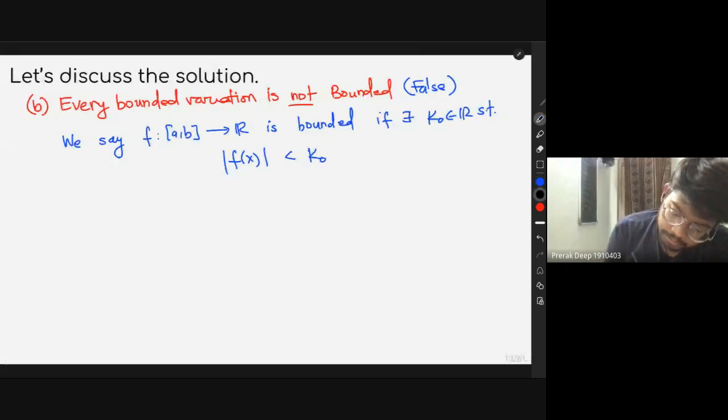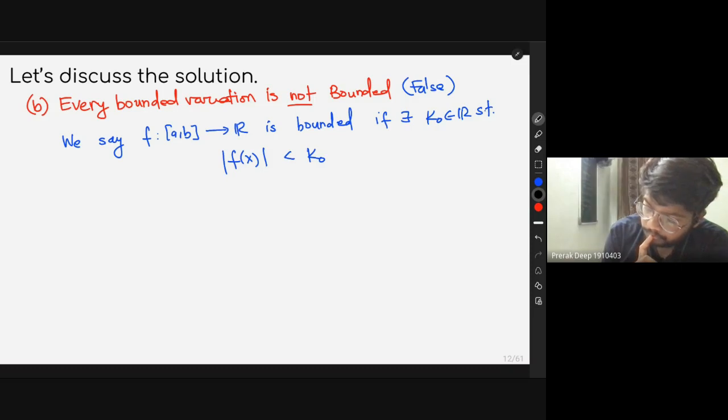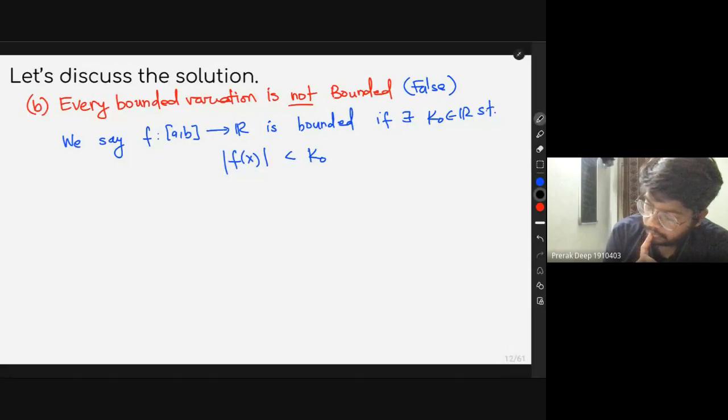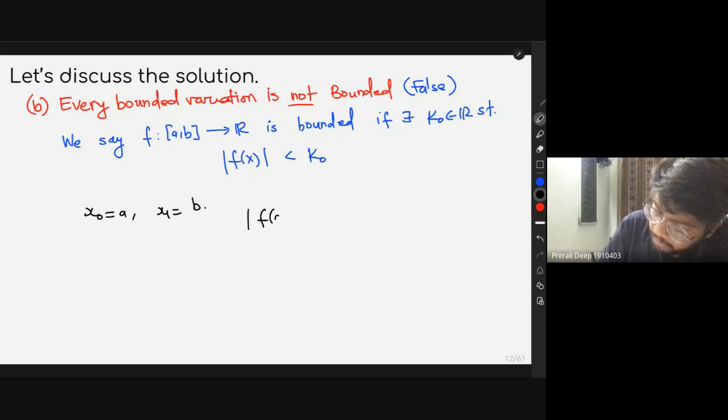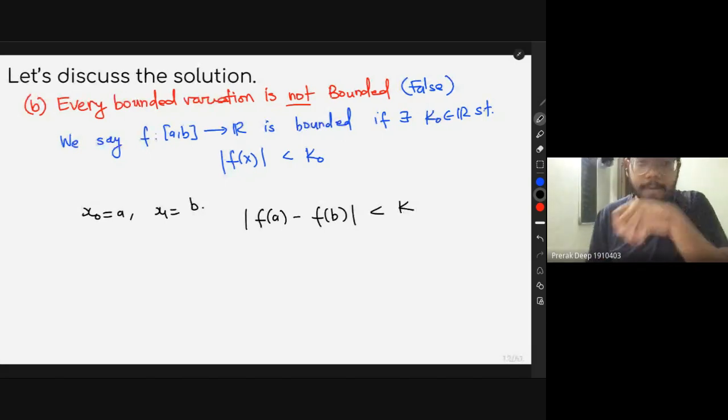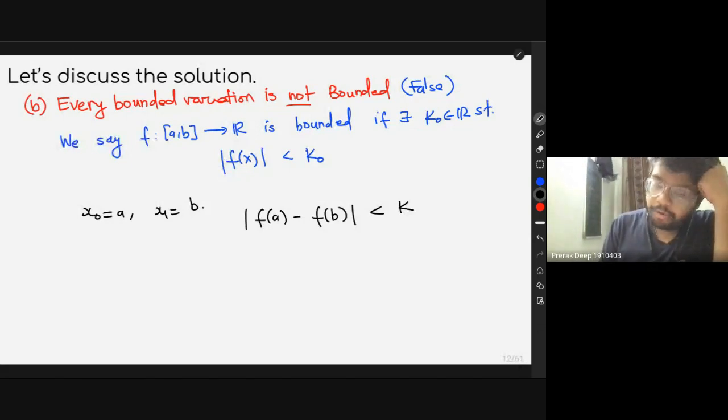So how do we prove this? If I take no partition of the set, if I take x0 to be A and x1 to be B, then we see that the modulus of f of A minus f of B is smaller than K, by the definition of bounded variation.